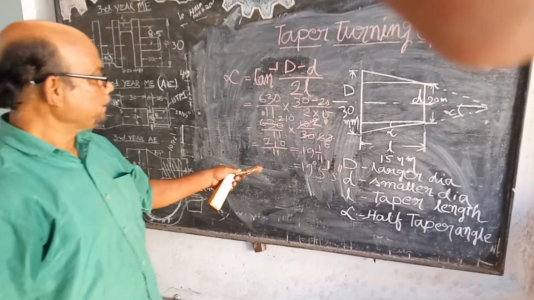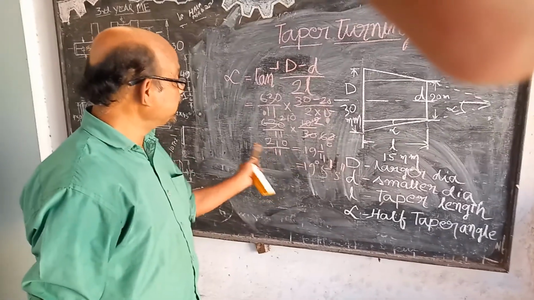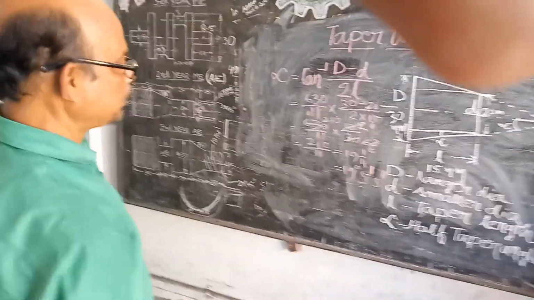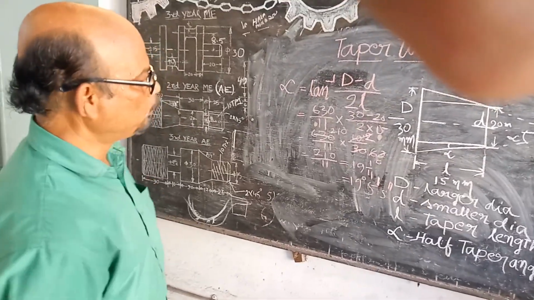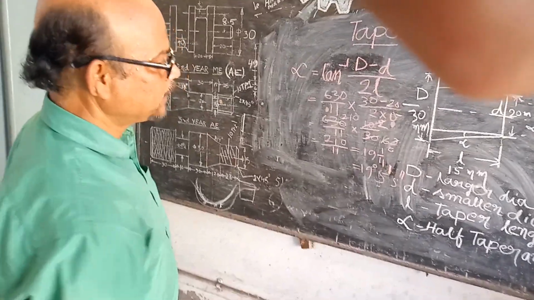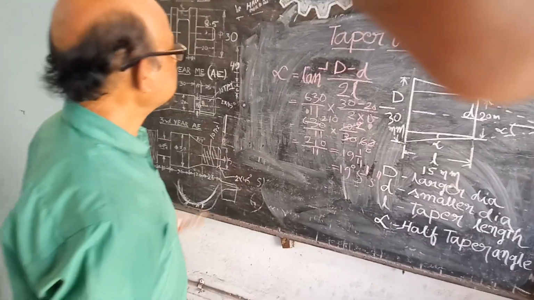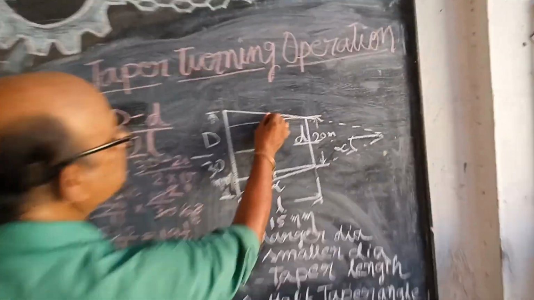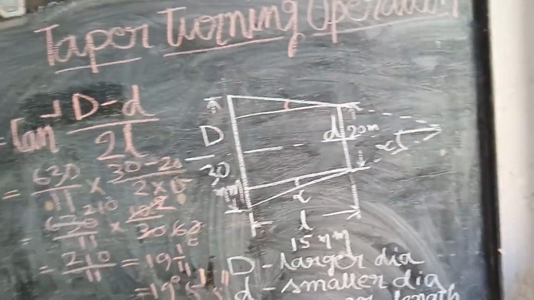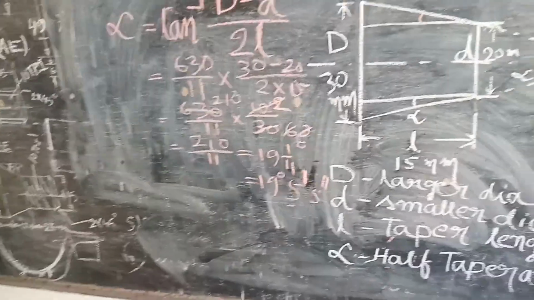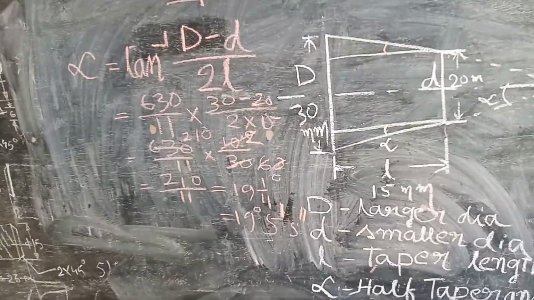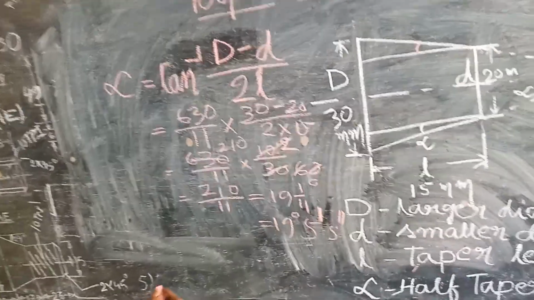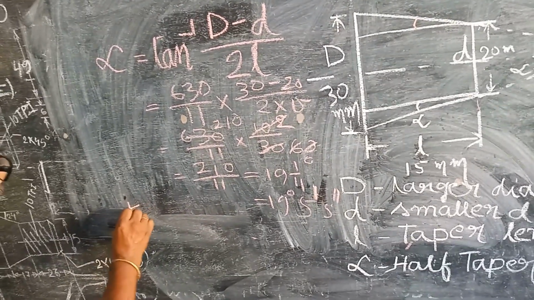You will put the value of the half taper angle into the compound slide in lathe machines. This is the half taper angle. Here the half taper angle is 19 degree, so fully a 38 degree angle is produced. It is called the taper turning operation. Another term we always hear is conicity, K.